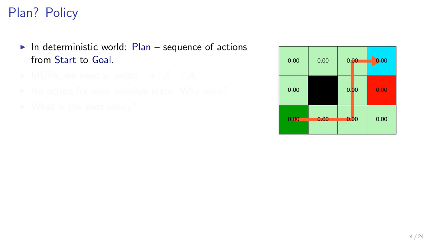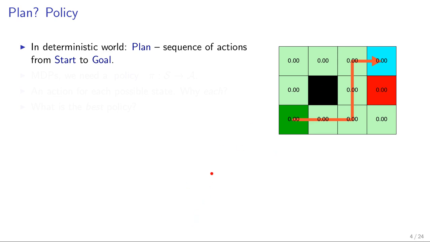Okay, so the question is, if this was a planning problem, find the quickest route from this square to this square. The solution would be a sequence of actions: right, right, up, right, let's say.